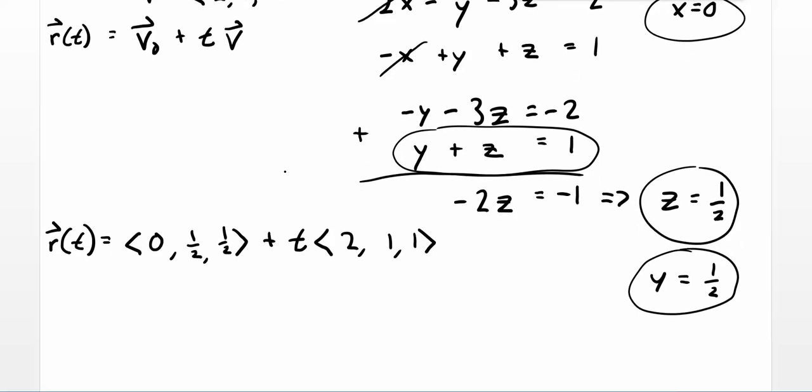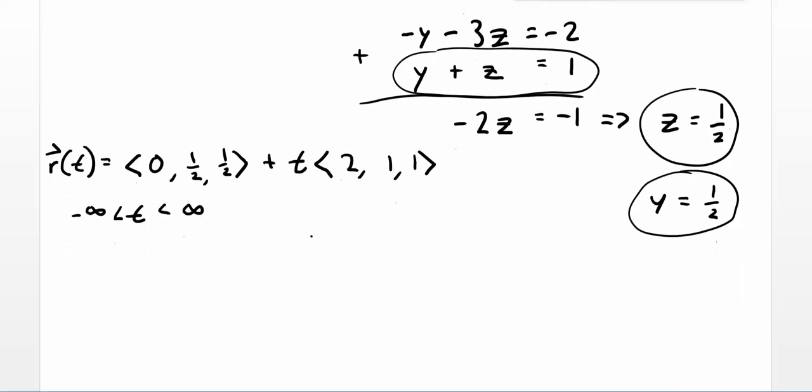Typically, you have to give the domain of t. I'm not sure if you have to here, but we'll just do that. So t is between negative infinity and infinity if it parameterizes the entire line. Next question.